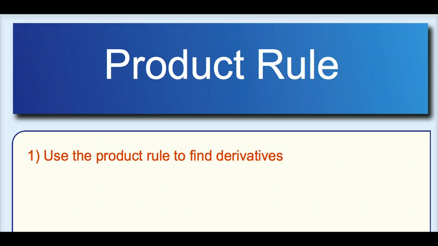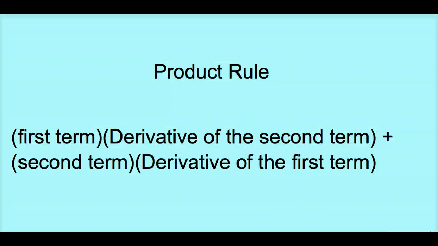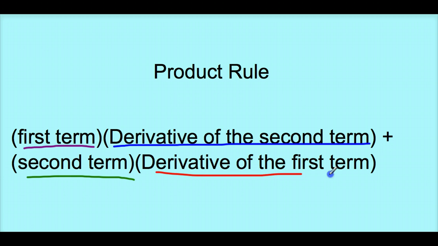But I'm going to teach you a phrase to help you remember. And that phrase is: the first term times the derivative of the second term, plus the second term times the derivative of the first term. So what's going to happen is, we know product means multiplication. So when you see terms being multiplied together, instead of distributing them, you can actually use the product rule as a shortcut. So let me give you an example of how this is done.